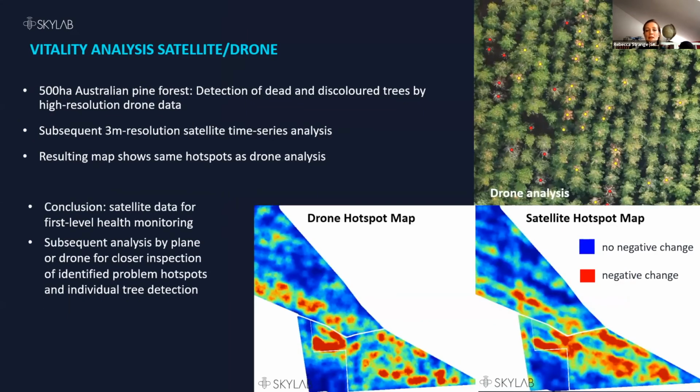So this was an analysis that we did in Australia, over 500 hectares of pine forest. We first of all detected dead and discolored trees by drone data, so very high resolution data. But then we had a look at it also with satellite imagery, and actually it highlighted the same hotspots. So what that means is that you could, in many cases, do a kind of first level health monitoring assessment by satellite, and then send drones to more accurately map the problem areas and detect individual infected trees.